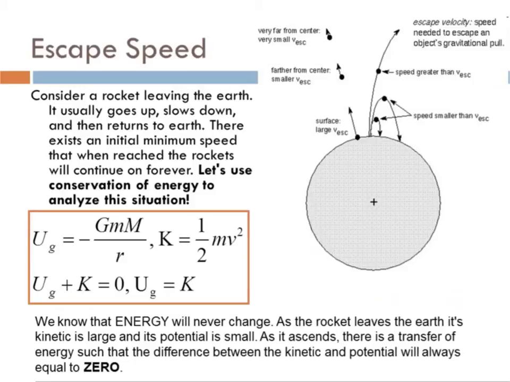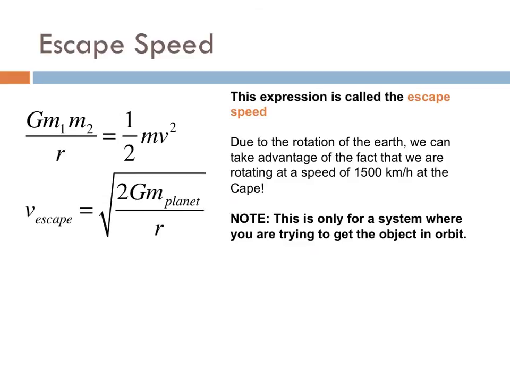Again, we know that energy will never change. As the rocket leaves the Earth, its kinetic energy is large and its potential is small. As it ascends, there's a transfer of energy such that the difference between the kinetic and potential will always equal 0. So, if we set our maximum gravitational potential energy equal to 1/2 mv squared, then what we get is our escape speed. Again, this equation is just rearranged.